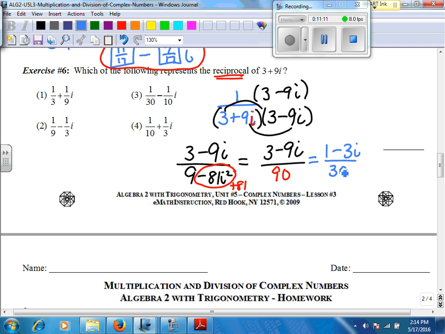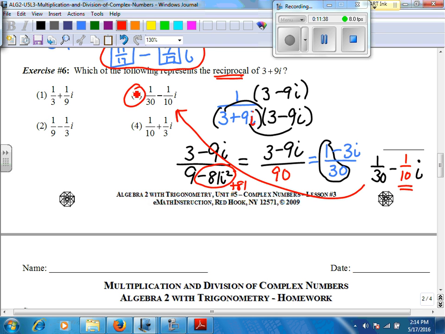And then we can simplify our answer into a plus bi form. My a term is 1 over 30. My b term is 3 over 30i. But kind of like I mentioned before, sometimes when you get to this part, when you do a plus bi, one of the fractions can actually be simplified even further. In this case, 3 over 30, we're not going to really leave that. We'll make it 1/10, which is going to get us to answer choice 3.